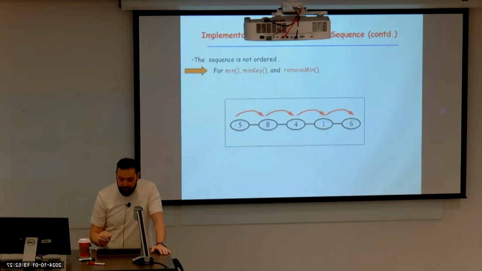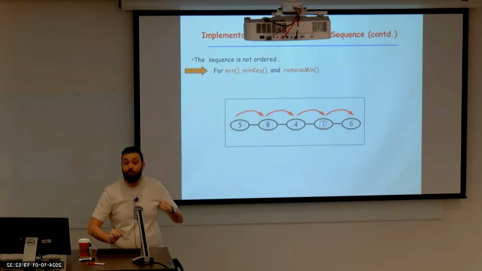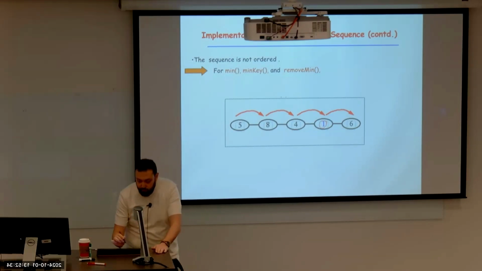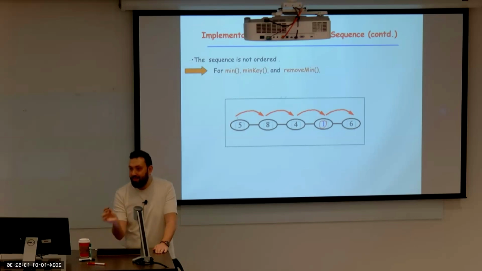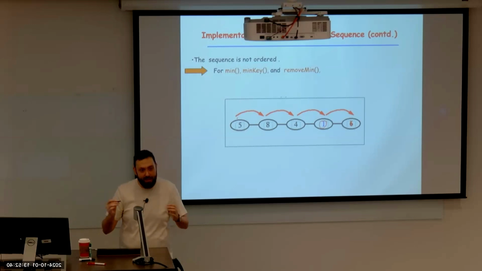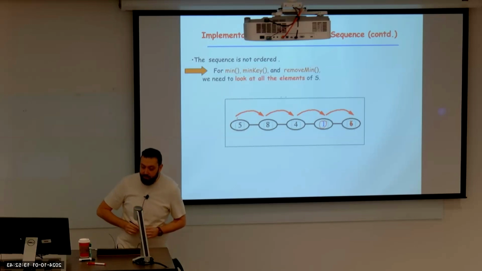Now, if I want to remove something, I want to remove 1. First, I need to search what is the minimum. So I'm going to search for 1 and then remove it. That means if 1 is here at the end, it's going to take me O of n. So we all agree on this.